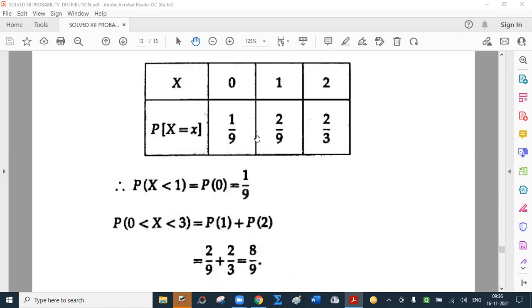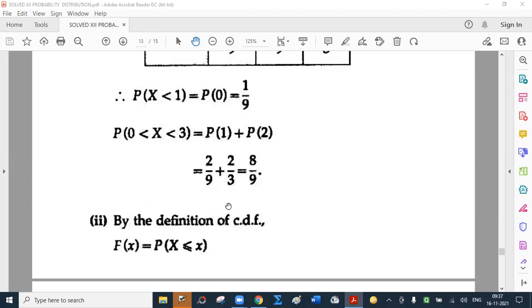Now, this is probability distribution function. Now, how to find cumulative distribution function? Cumulative means probabilities are added. So, 1 by 9, then 1 by 9 plus 2 by 9, and then 1 by 9 plus 2 by 9 plus 2 by 3. Before that, what is asked? P of x less than 1, that is P of 0, which is 1 by 9. And then P of 0 less than x less than 3, means P of 1 plus P of 2. So, comes out to be 8 by 9.